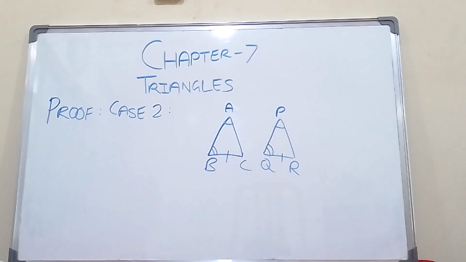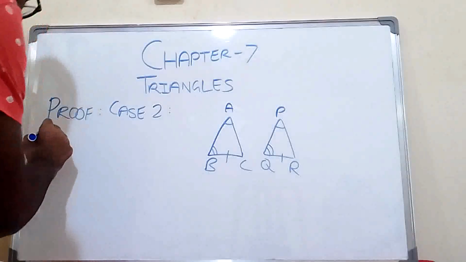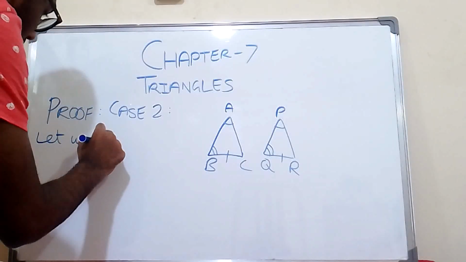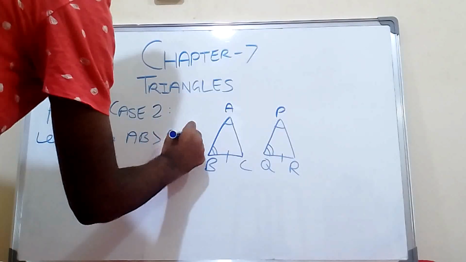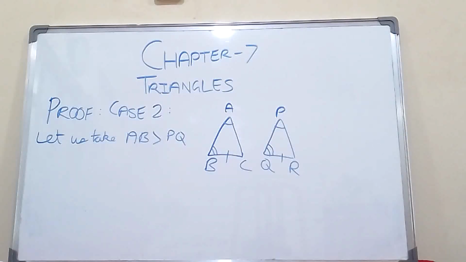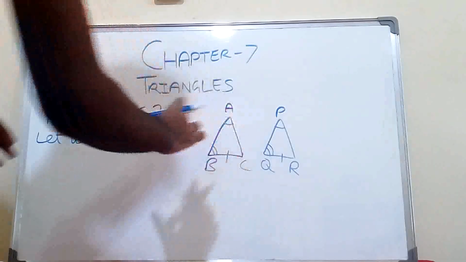So our case 2. Here we assume, let us take that AB is greater than PQ. What we're doing here is proving that this criteria is correct using SAS. There are three possibilities: either AB will be equal to PQ, or AB will be greater than PQ, or AB will be smaller than PQ. In all three cases, we will be proving that the criteria is correct. Now for example, we have taken AB greater than PQ, which means AB will be larger than PQ.